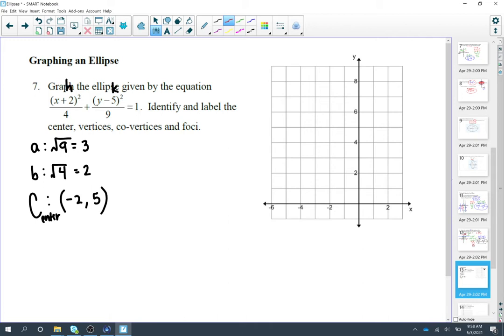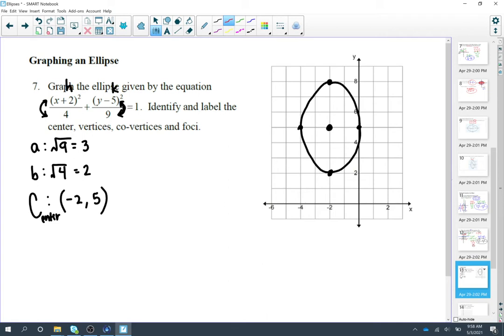From there, let's start putting things on the graph and see where we're at. So -2, 5 is our center. And then our A value is 3. Now, that A value came off of the y-axis. So stay parallel to the y-axis, and we're going to go up 3, and then we're going to go down 3. And then our B value came off of the x, so we're sticking parallel to the x-axis, and we're going to go over 2, over 2. And at this point, you can graph this. Try to make it look like an ellipse.